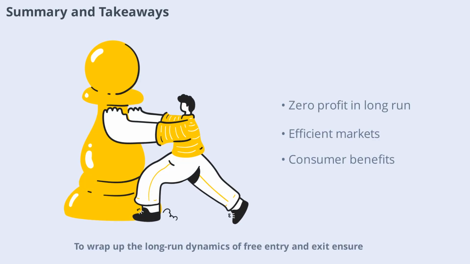Wrap up: the long-run dynamics of free entry and exit ensure that firms in competitive markets earn zero economic profit. This process leads to efficient resource allocation, benefits consumers, and keeps markets healthy. While real-world markets may not always fit the model perfectly, understanding these dynamics helps us make sense of how industries evolve and why competition matters.